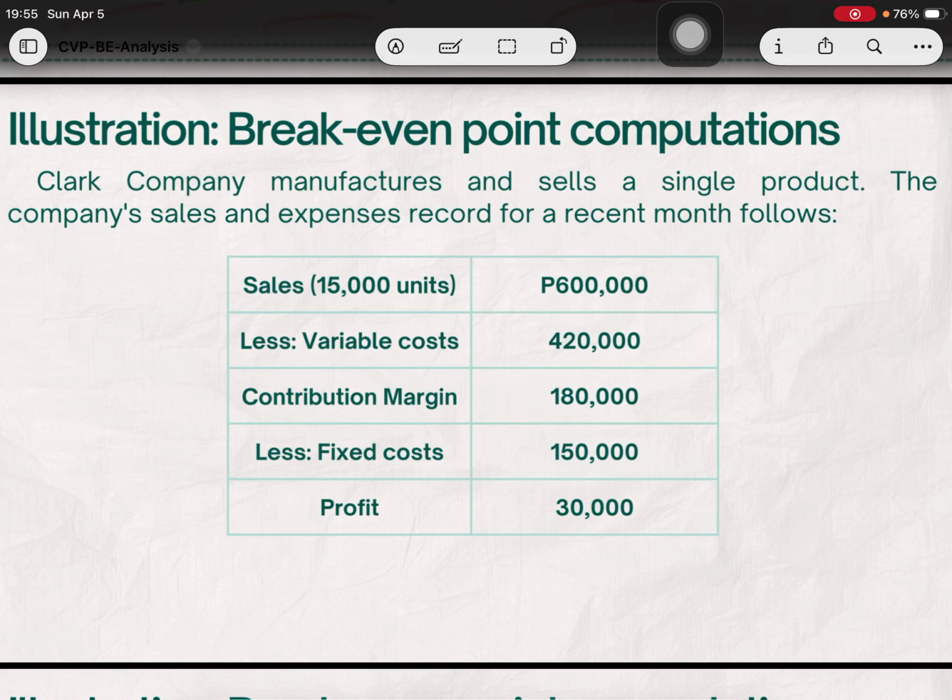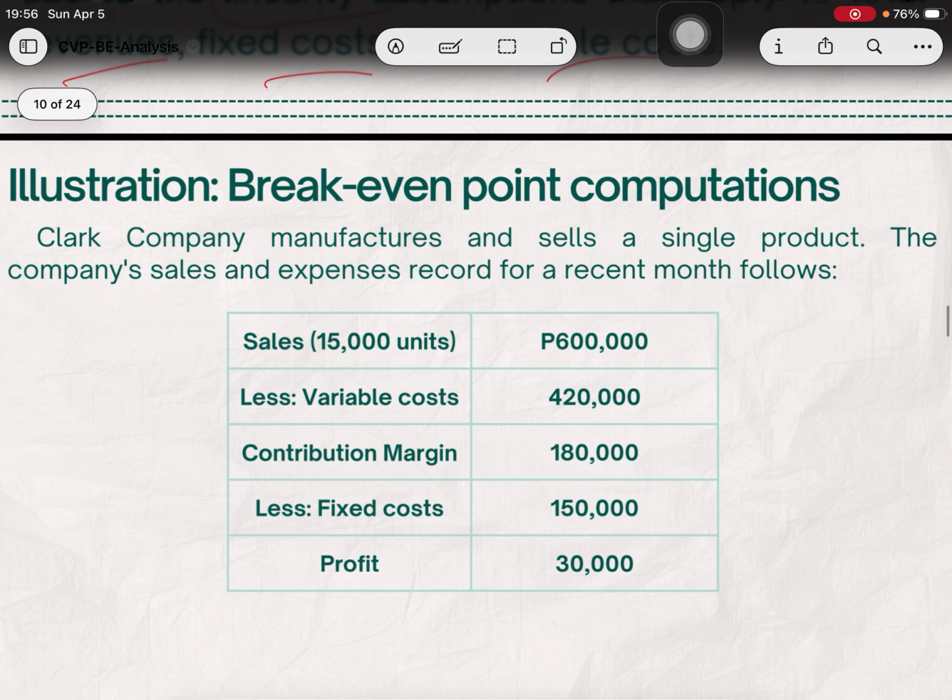Okay, hello again everyone. Welcome sa part 2 ng ating video discussion of the topic break-even point and cost volume profit analysis or vice versa. Okay, so dun sa first video natin, diniscuss ko yung theories nung chapter natin. For this video, punta naman tayo sa problem solving or sa computational part.